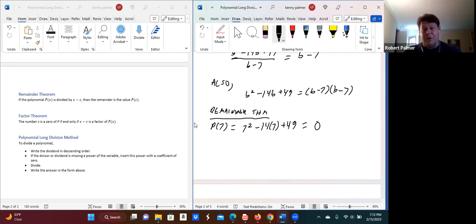Okay. And then the factor theorem. Factor theorem says that the number c is a 0 if and only if x minus c is a factor of p of x. Okay. So what we know is that b minus 7 is a factor. So b equals 7 is a 0. Okay. And we saw that, by plugging in 7, we got a 0. That's what it means for it to be a 0. You plug in a number, the result is 0. Also, if we graph this, we'd see the graph crosses the x-axis at b or x equals 7.